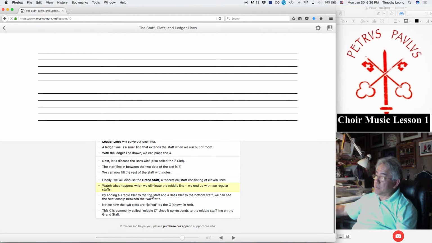Now, when you add the treble clef and the bass clef, you add that and it looks like this. Remember now, what is this line?